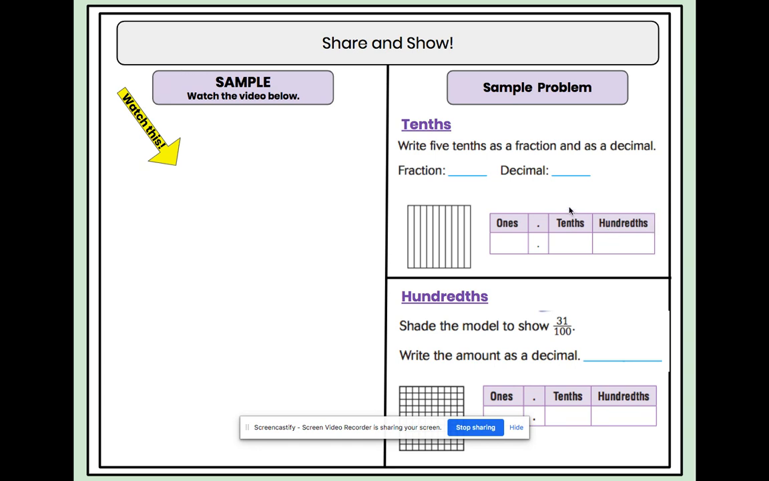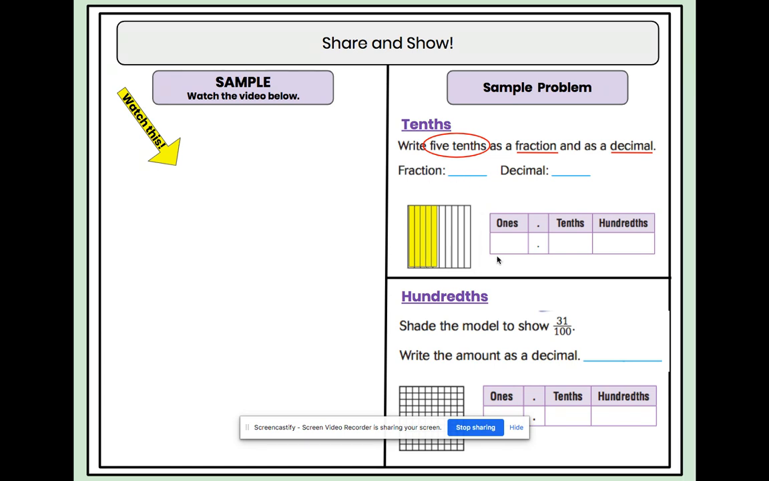So for our first part of the problem, we're going to be writing 5/10 as a fraction and a decimal. So I want to come down here and look at my model. My model is one whole, and I'm going to look to see how much of my whole gets covered for 5/10. So 1, 2, 3, 4, 5. So I do not have the whole covered.